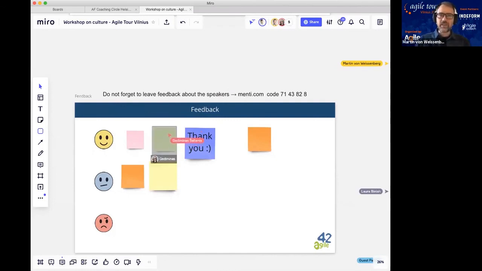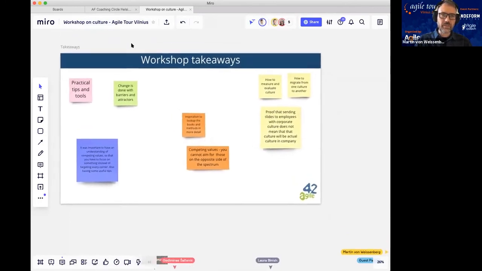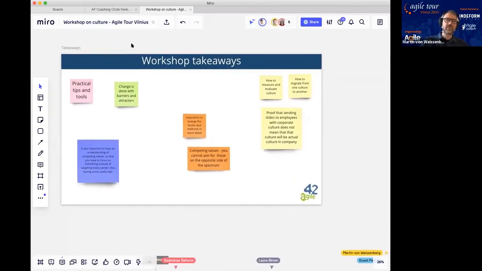Maybe you can move away from this particular frame, move up to the previous frame, so we can look at the takeaways while people write the feedback.